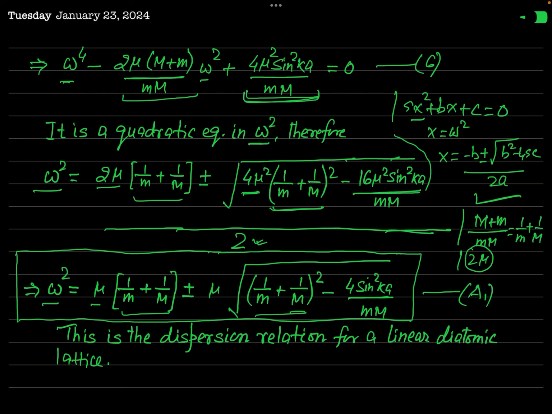This is the expression for the square of the frequency of vibration. How this frequency of vibration will vary in accordance with the wave vector k, this relation shows. And a relation which relates the frequency with k, that is wavelength, is called the dispersion relation. So this is the dispersion relation in case of the linear diatomic lattice.